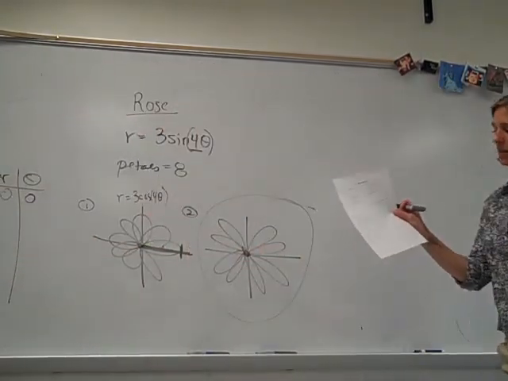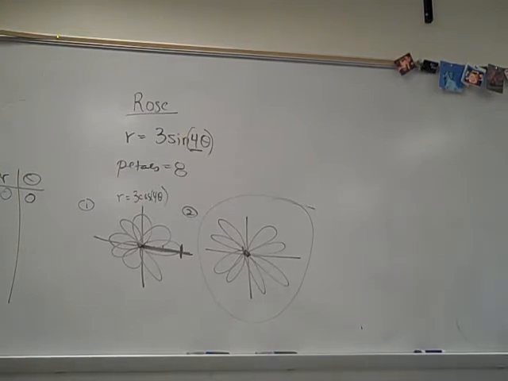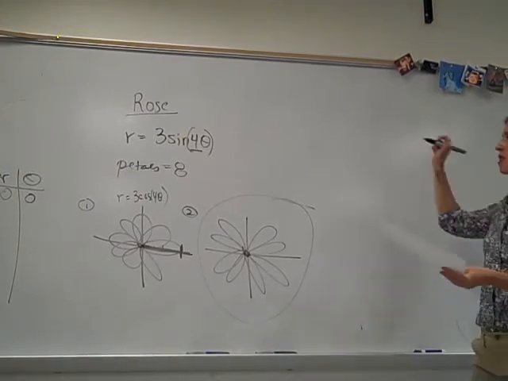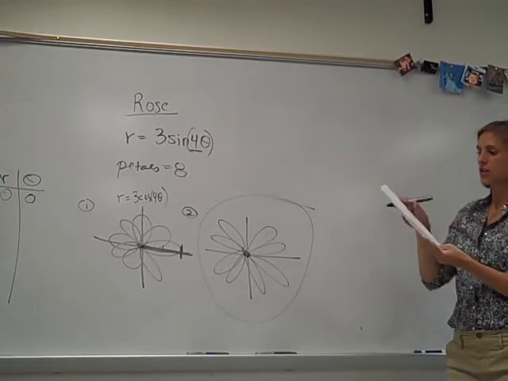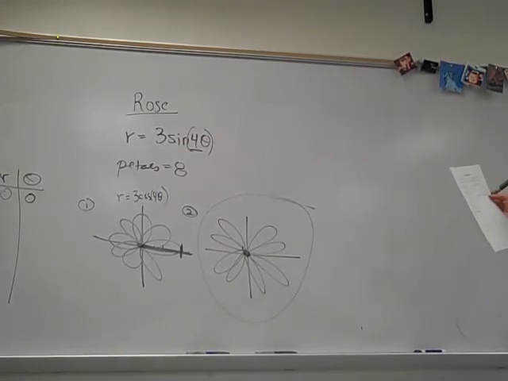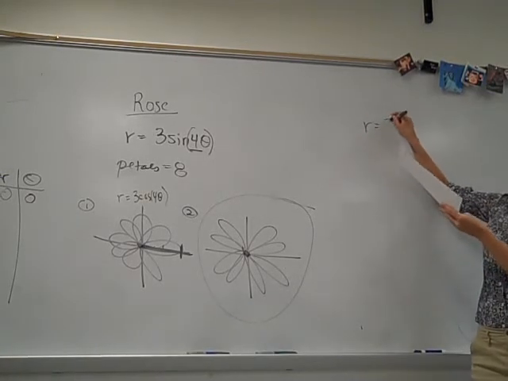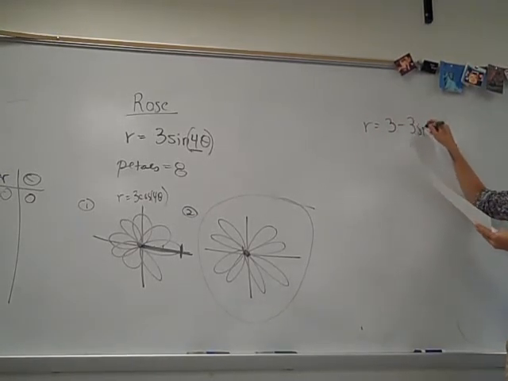Okay, so this again was just like a little cheat sheet for you. Now let's go to the other side. So I know it's a limaçon when it's a number plus or minus the sine, or a number plus or minus the cosine. The four types I put up before, you don't have to, I just didn't know if you'd want them. Let's do these two examples. r equals 3 minus 3 sine theta.